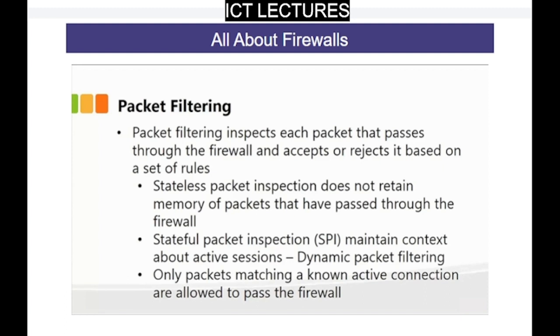The stateful packet inspection, or the SPI, maintains context about active connections, so it keeps in its own cache or memory information about the connections. Dynamic packet filtering is another name for this. Only packets that match a known active connection are allowed to pass a firewall. So it's a step above the stateless packet filtering.